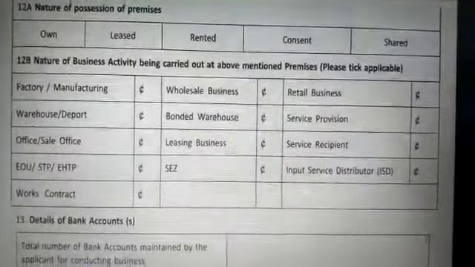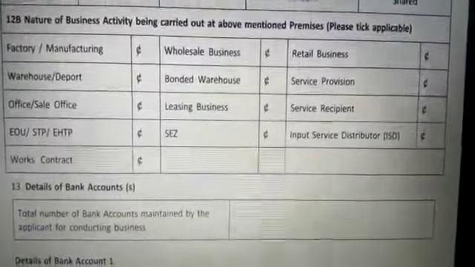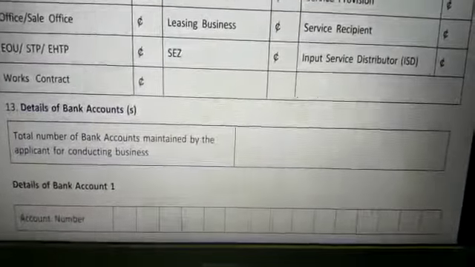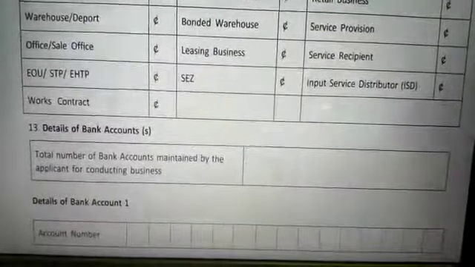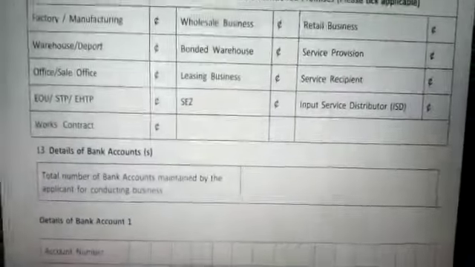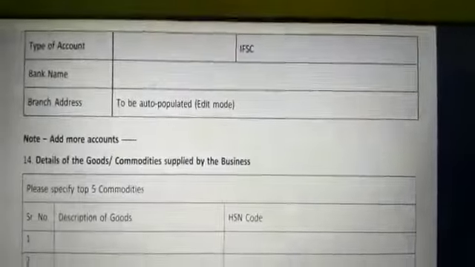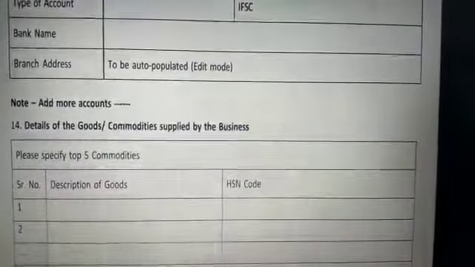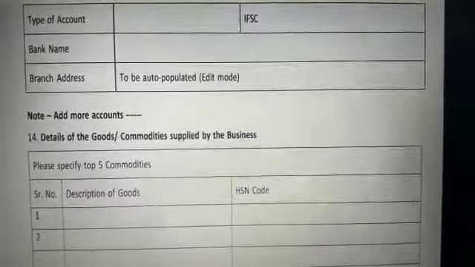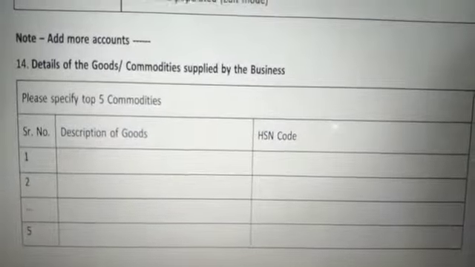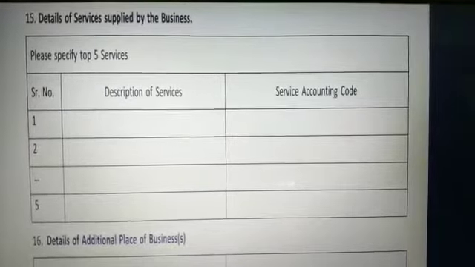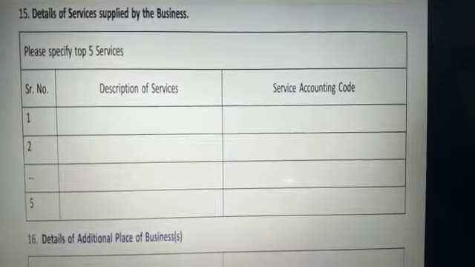And the nature of possession of premises, whether it is owned, rented, leased, etc. Just tick mark. Nature of business: manufacturing, wholesale, exports, warehousing, whatever. Not a big deal, just mark. Then comes details of bank accounts. You have to mention account number, type of account, bank name, etc. Then the type of goods that you handle with HSN code. Say, for example, you are handling cement, what is the HSN code? If you are handling services, for example logistics, what is the services accounting code? We have discussed all this in other classes.